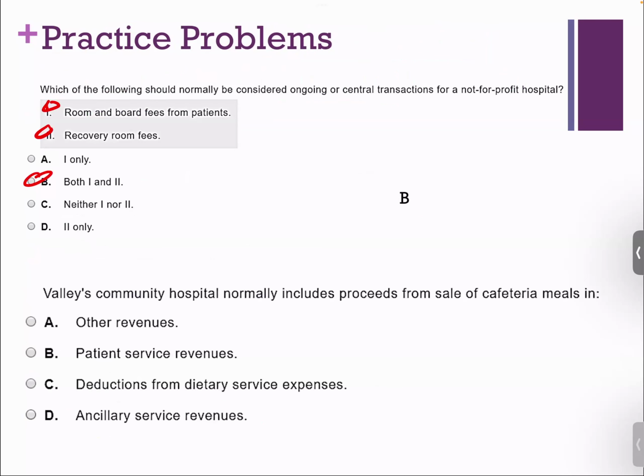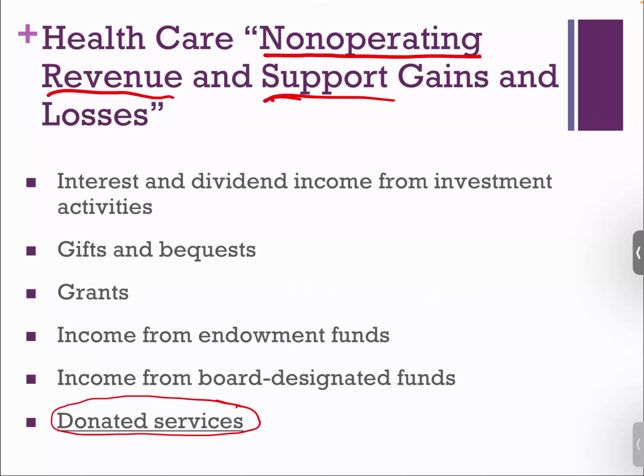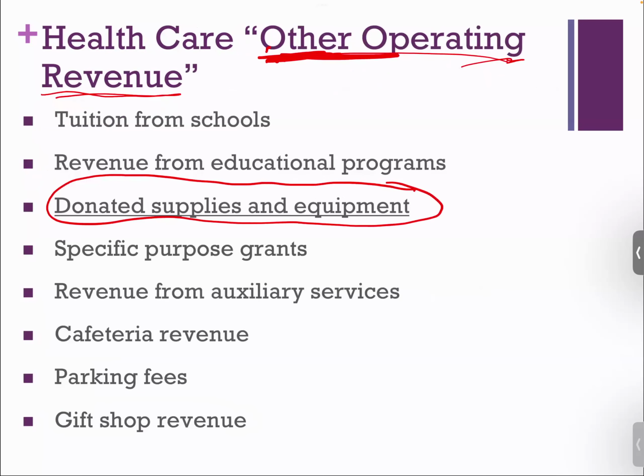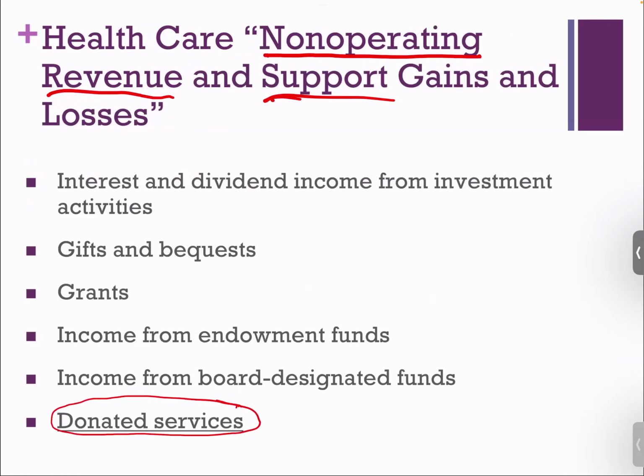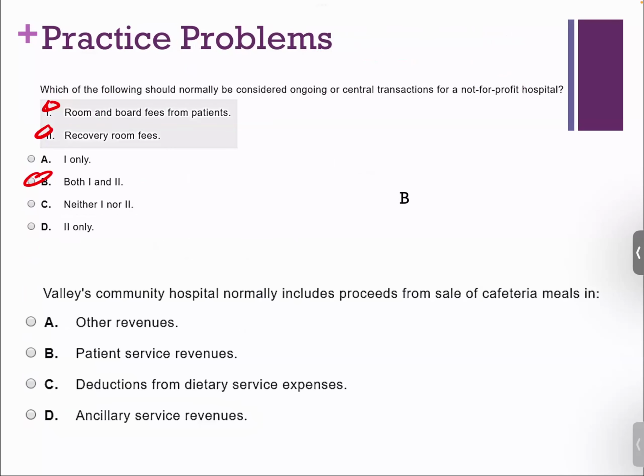Cool. Valley Community Hospital normally includes proceeds from the sale of cafeteria meals and, remember that? So cafeteria was in other revenues, right? Let me go back here, cafeteria, other revenues. So this kind of is stuff you have to memorize. I apologize.